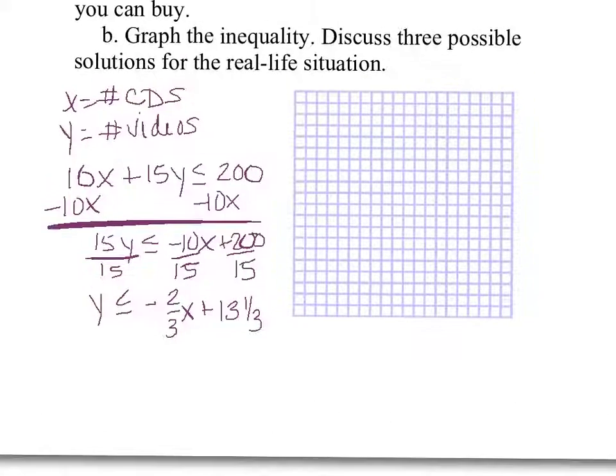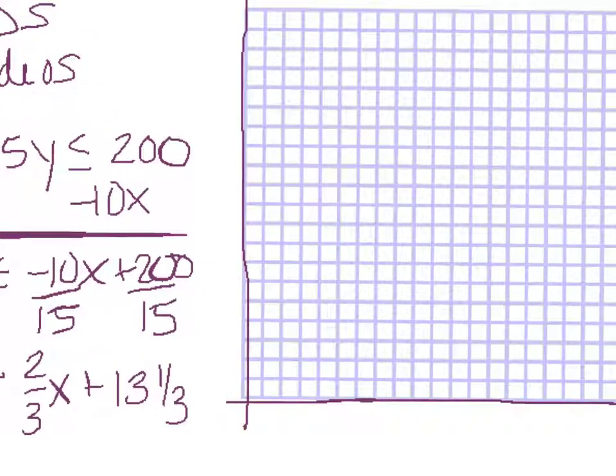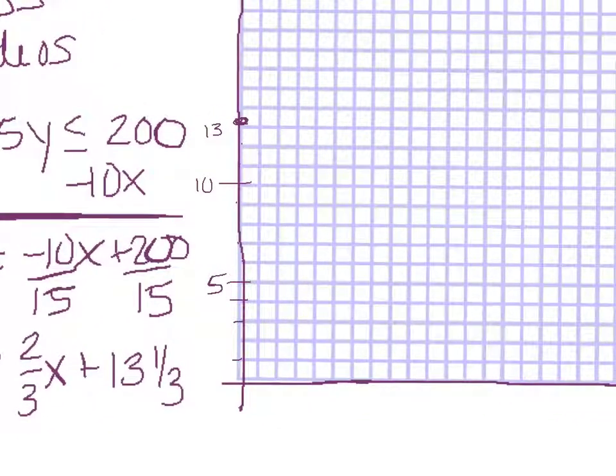All right, so let's graph that. I'm going to give us the y-axis here, the x-axis here. I need to go up to 13 1/3, which is a little bit difficult. Let me make it bigger so I can get in there. We've got 1, 2, 3, 4, 5, 6, 7, 8, 9, 10, 11, 12. This is 13 right here, and 1/3 would be about right there. My slope is negative 2/3. So I'm going to go down 2 and then over 1, 2, 3.